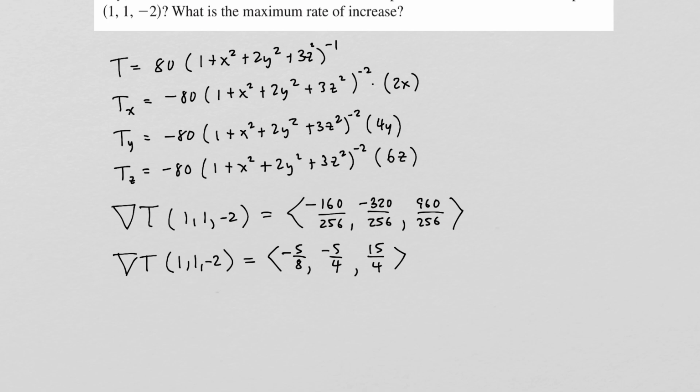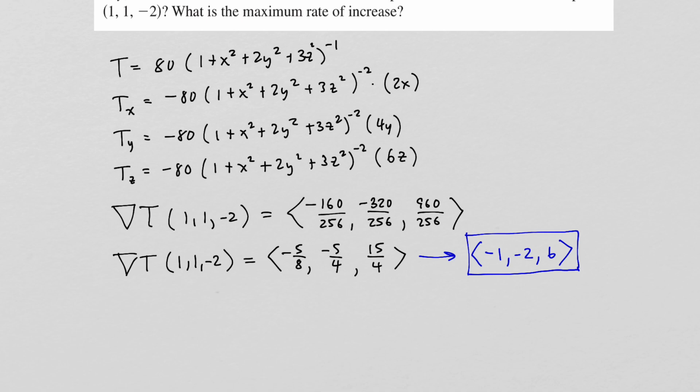So what I could do, since I'm just looking for the direction of this vector, is I can turn these into whole numbers by multiplying all of these by 8 and then dividing them all by 5. And if I do that, the vector that has the same direction would be the vector (-1, -2, 6). So this is the direction that you would need to travel in if you wanted to have the maximum rate of increase.